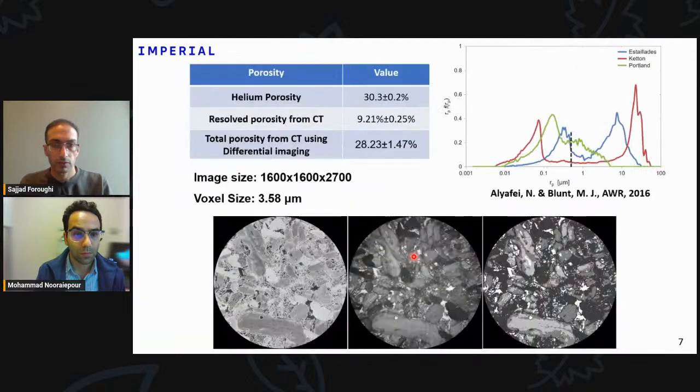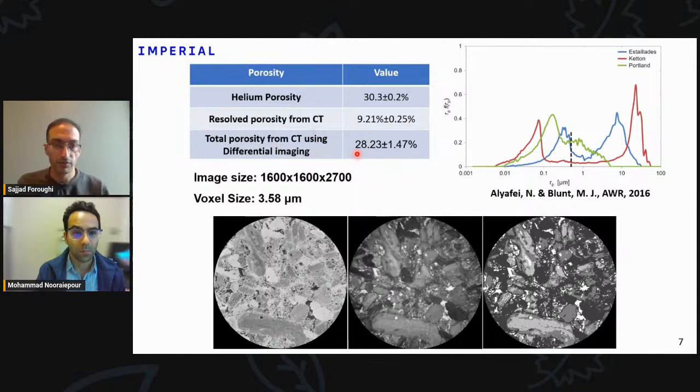Here I can show the result of the pore size distribution for the Estaillades and for two other samples. As I said, for the Estaillades we have a wide pore size distribution. For example, if you consider 3.58 micron here as the resolution, a huge fraction of the pore space is below the resolution. For this Estaillades case, the helium porosity is 30%, the resolved porosity is just 10%, and a huge fraction of the porosity is unresolved.